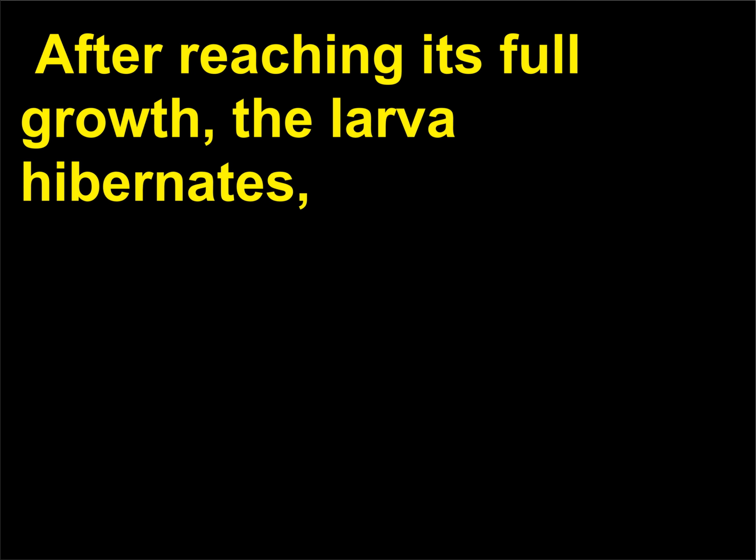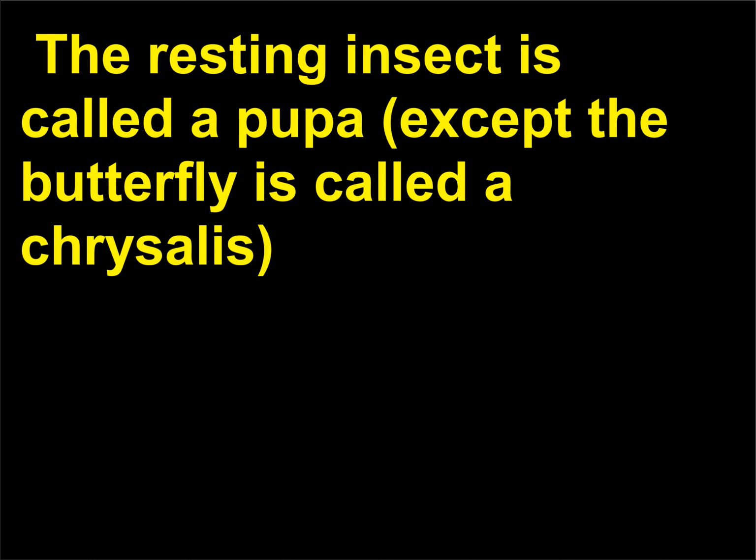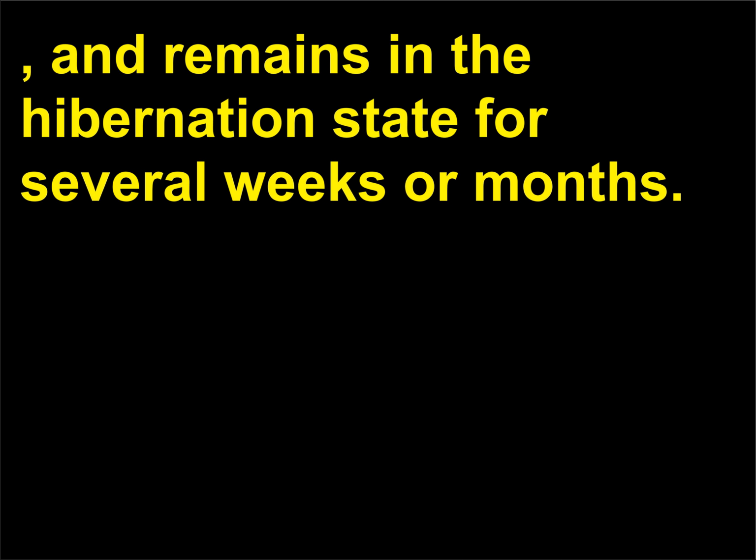After reaching its full growth, the larva hibernates, developing a shell or pupal case for protection. A few insects, for example the moth, spin a hard covering called a cocoon. The resting insect is called a pupa, except the butterfly is called a chrysalis, and remains in the hibernation state for several weeks or months.